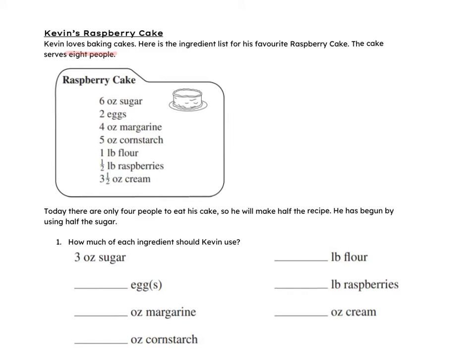So again, one important thing I want to make sure that I know when I go to solve these problems is that we're only looking to serve 4 people, not 8. So we're going to make half that recipe.